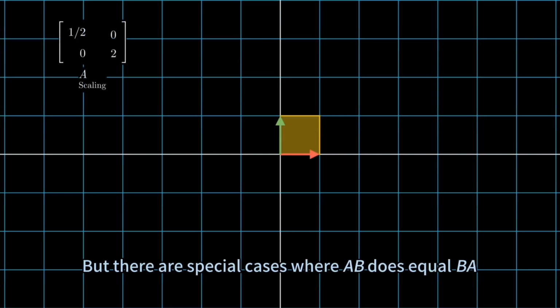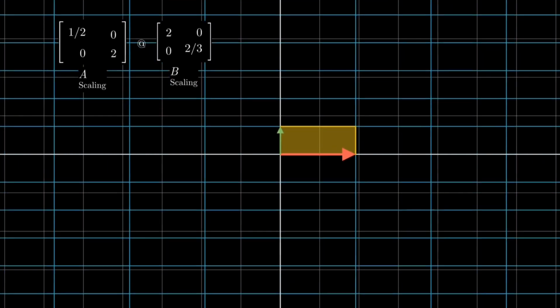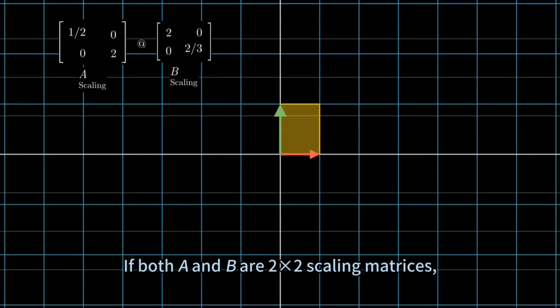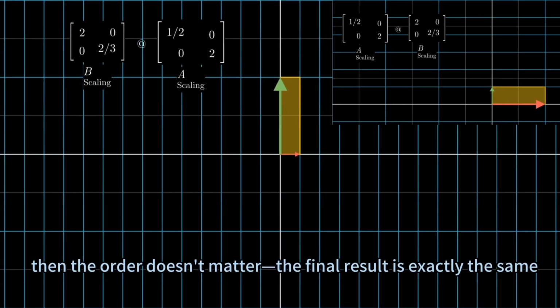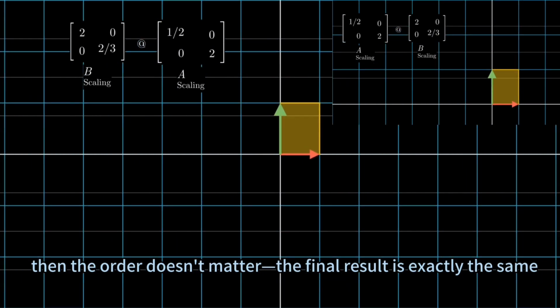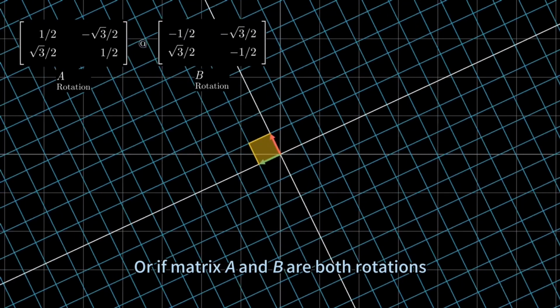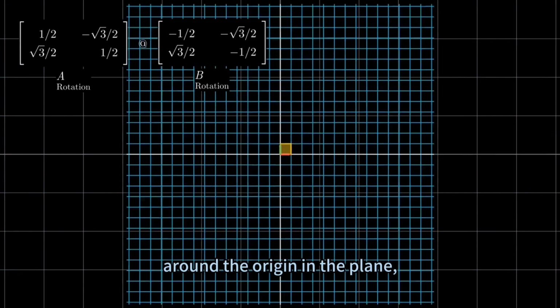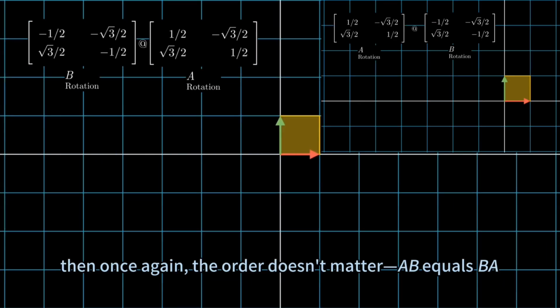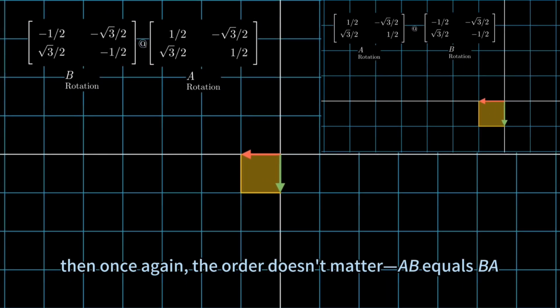But there are some special cases where AB does equal BA. If both A and B are 2 by 2 scaling matrices, then the order doesn't matter. The final result is exactly the same. Or if matrices A and B are both rotations around the origin in the plane, then once again, the order doesn't matter. The product AB equals the product BA.